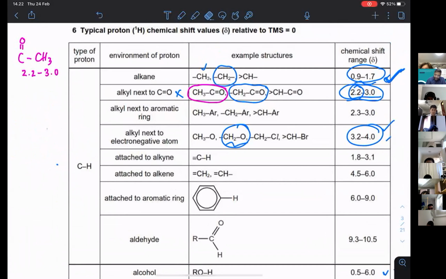Another one is going to be the one with CH3, but with only one O. So this one, which is 3.2 to 4.0. CH3, CH3, and then you have O. That is going to be 3.2 to 4.0.